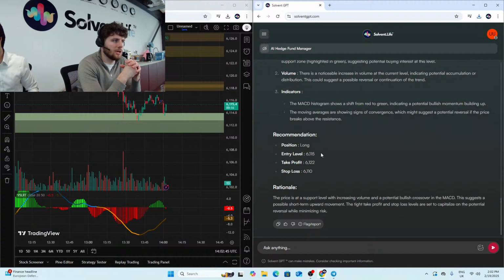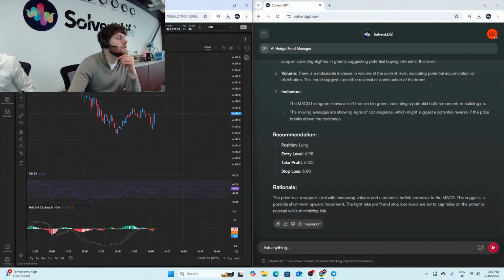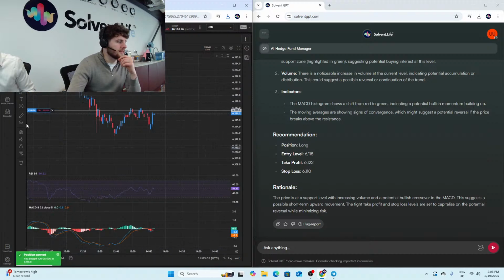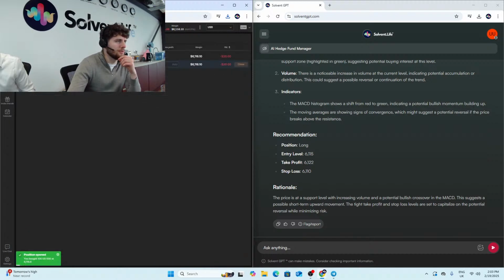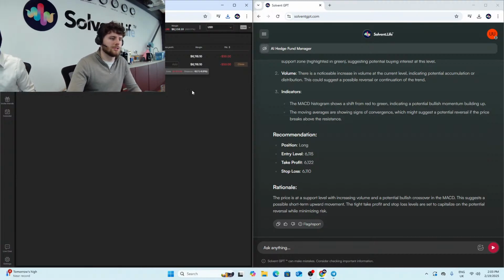Fantastic. So it's recommended we go long. And the rationale, the price is at a support level with increasing volume and potential bullish crossover. Okay, so without much, we will put a buy in. Let's go. Fantastic. So we just put a position in. We will add our stop loss and take profit. So our stop loss is 61110.